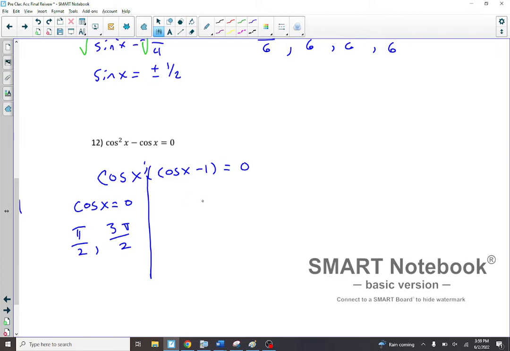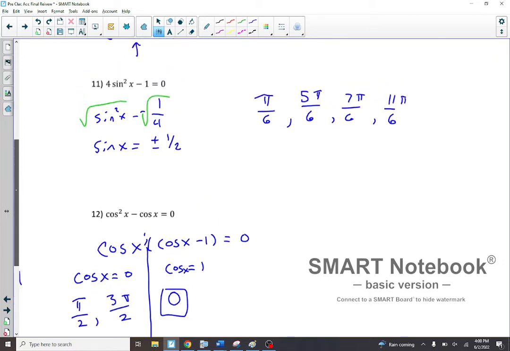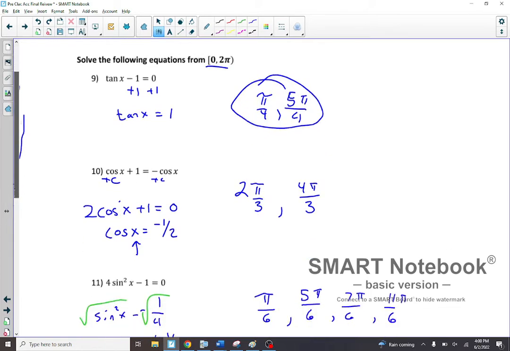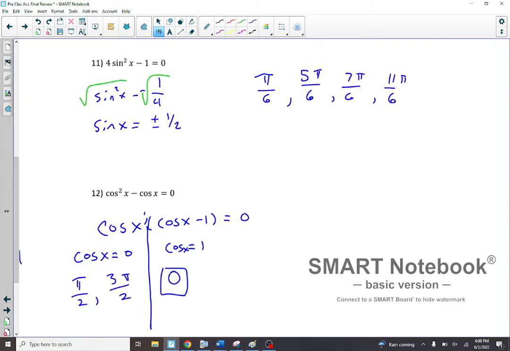And then cosine x minus 1. So we want where cosine x equals positive 1. Cosine equals 1 would only be at 0. It's not at 2 pi, because if we look at the original equation, the domain is 0 to 2 pi, not including 2 pi, since it's a soft parenthesis. So it's just these 3 answers. Remember, cosine of pi is negative 1, so it wouldn't work there.